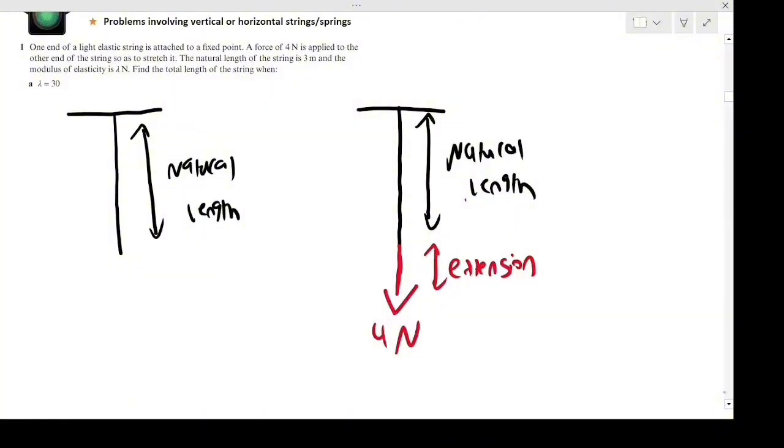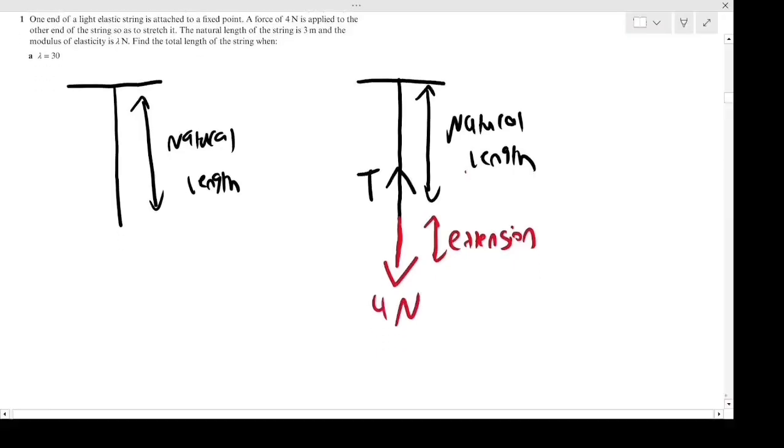Now, as for forces, again, as we discussed, the 4 newtons force is pulling it down. So this 4 newtons acts downwards. Now, as I said, the string doesn't like being stretched, so the tension force is going to be opposite. So opposite downwards is going to go up the string, like this. So my tension acts up the string to oppose the downward stretching. Okay, so there we are.